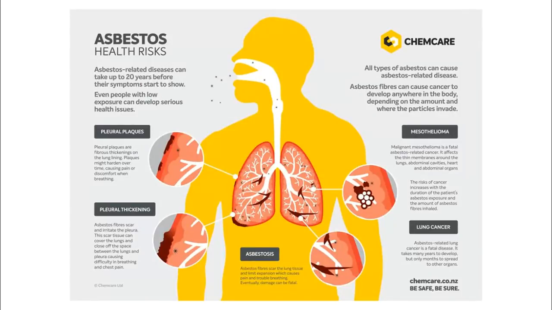There's also another example here about asbestos. Asbestos-related diseases actually have a late onset before their symptoms show. And even people with low exposure can develop some serious health issues, which we see here. So we can see pleural thickening, pleural plaques, asbestosis, where we see scar tissue in the lungs, causing people to have trouble breathing. Also lung cancer, and also a specific type of asbestos-related cancer, which forms around the lungs due to asbestos fibers.